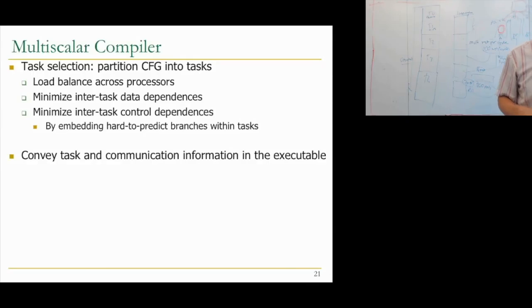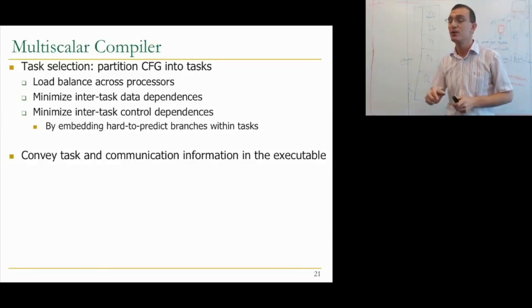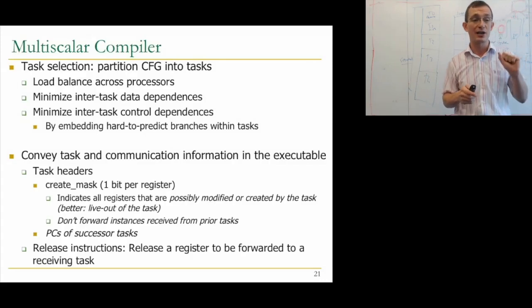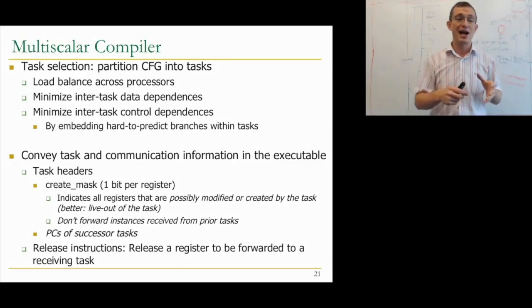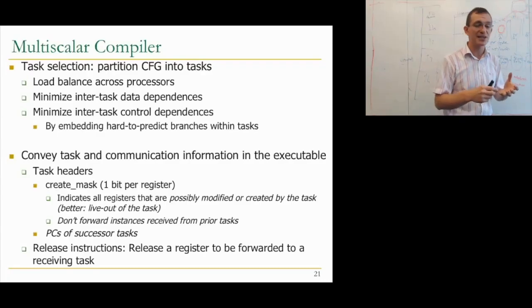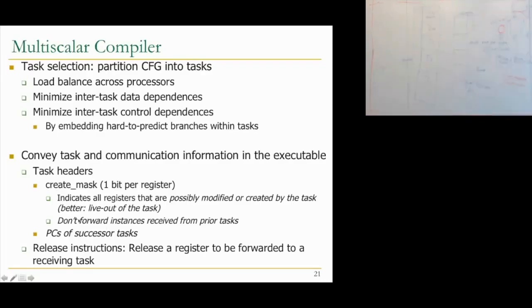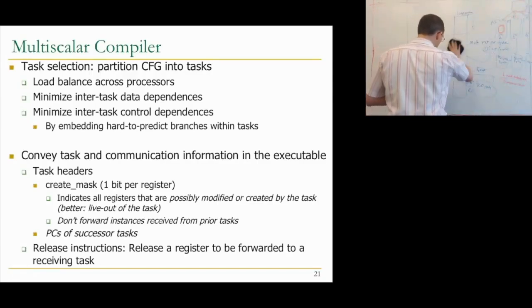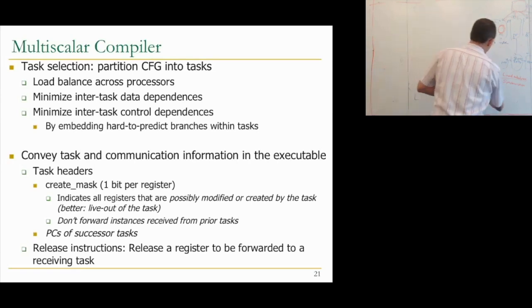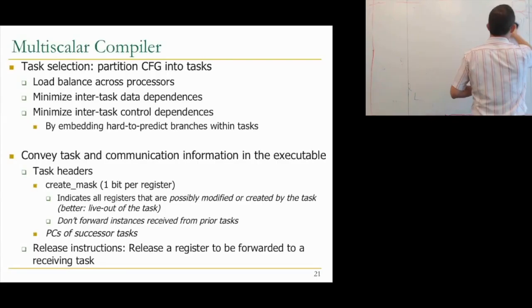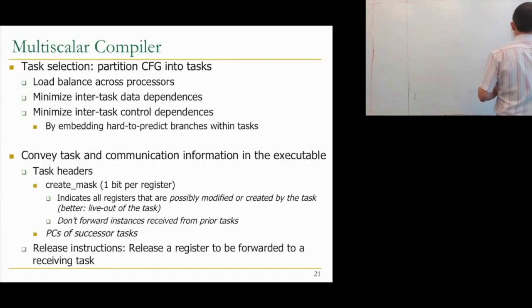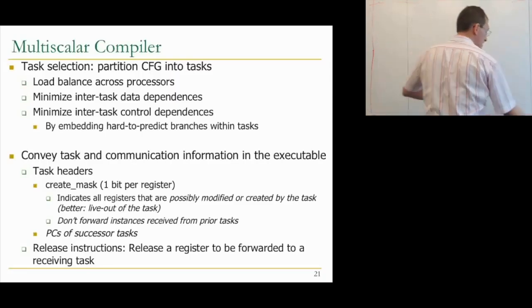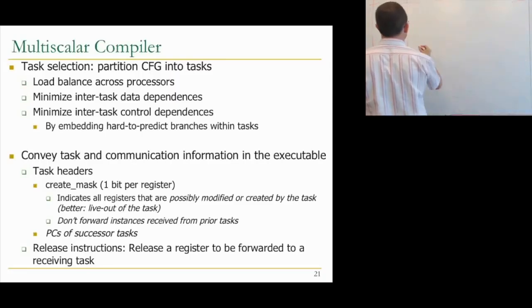The second job of the multiscalar compiler is to convey the task and communication information in the executable to the hardware. For this, the compiler has the task headers, and the task headers specify several things. Actually, let me start with the second one. One is the program counters of the potential successor tasks. You can have multiple potential successor tasks in a control flow graph. Now this is the dynamic stream over here, but in a control flow graph you could actually have many potential successors, and the compiler needs to specify the addresses of those successors, such that the task sequencer can use a prediction mechanism to decide which task to choose next.